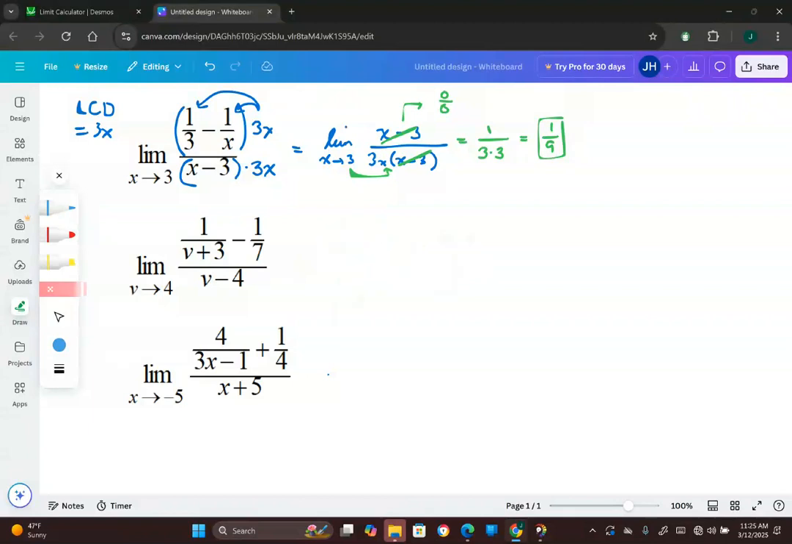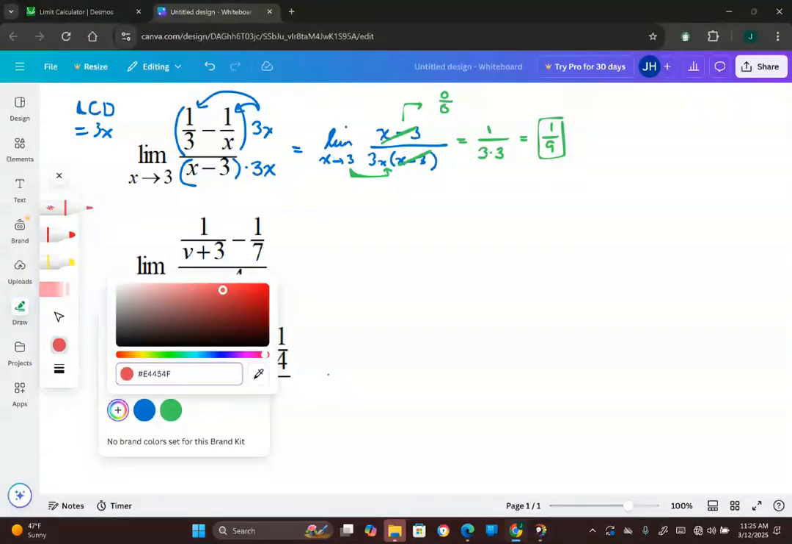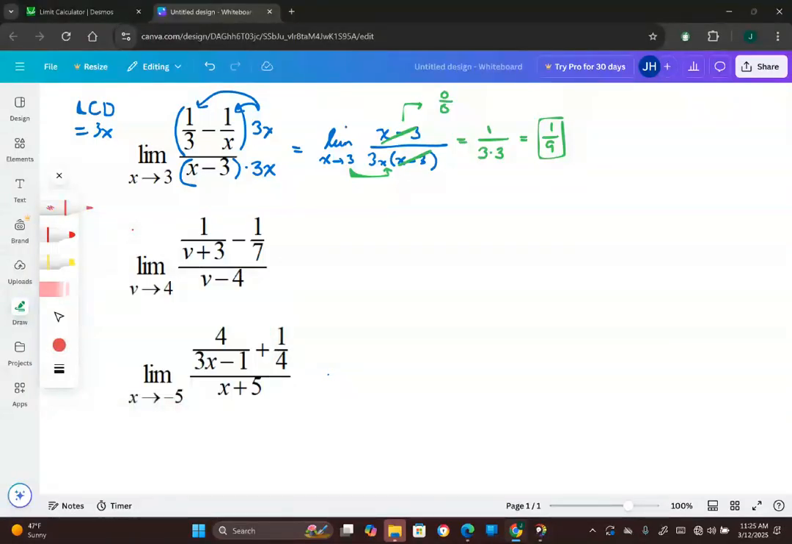We're going to try that method that I was just talking about. We're going to use common denominators. Well, what's my common denominator? My LCD would just be 7 times v plus 3. So I'm going to multiply the top by 7 times v plus 3. And notice when I do this, all I'm doing is multiplying by an expression that equals 1.